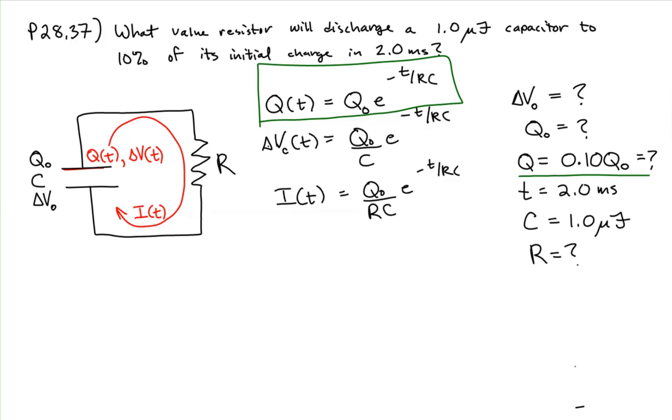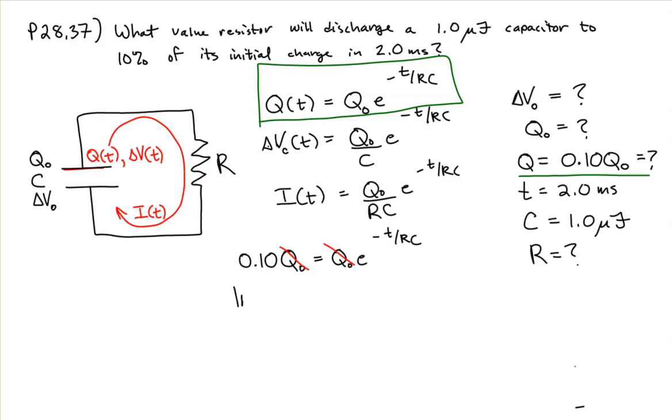So we know that at some time t, our charge on our capacitor plates is 10% of its initial charge. So really, the only thing we don't know in this expression is the value of the resistance. And that resistance is in the exponent. So we're going to need to pull that out of the exponent. And how I'm going to do that is I'm going to just take the natural log of both sides.